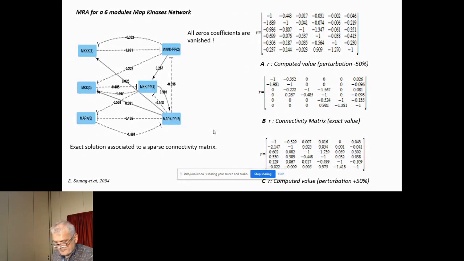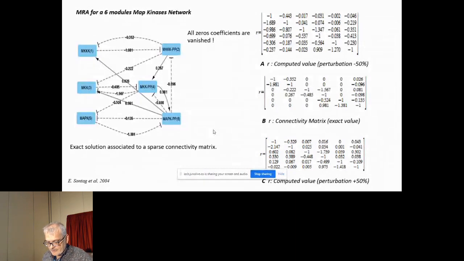The exact solution of the system is a sparse network, and the associated connectivity matrix is given in table B. We got the exact solution using a tool of formal derivative, which is derived in R software. Tables A and C are the connectivity matrices obtained by MRA when using a set of independent perturbations with an increase or a decrease of 50%.